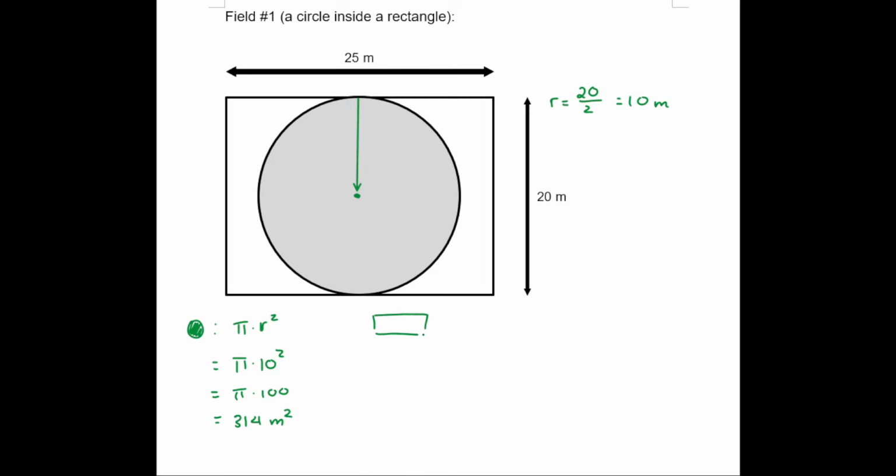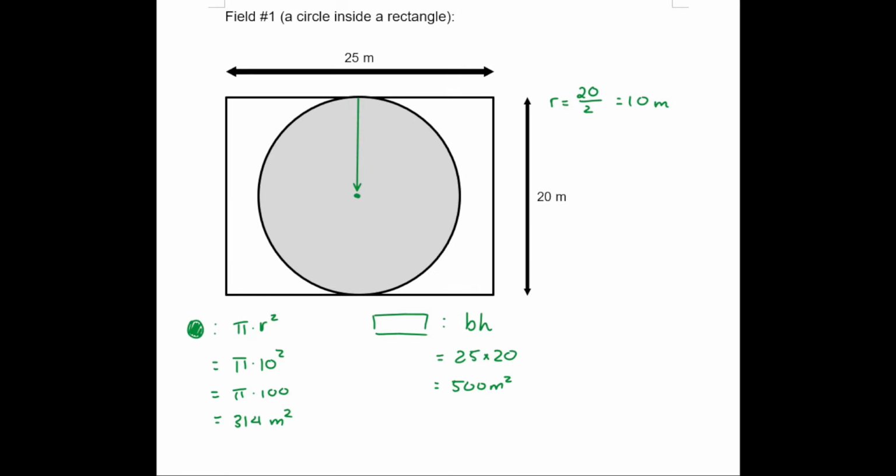Now, let's find the area of the field, the total field, which is a rectangle. The area for a rectangle is base times height. The base is 25 meters, and the height is 20 meters. So that's going to come out to a total of 500 meters squared.